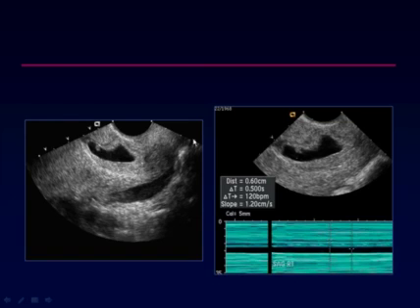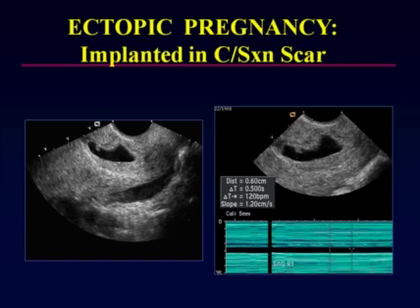Here is another example. You can see some fluid in the cul-de-sac, and here is the ectopic pregnancy that's located just above the level of the internal os, and you can see the edge of this ectopic pregnancy going all the way to the serosal surface of the lower uterine segment. So again, another ectopic pregnancy implanted in a C-section scar.